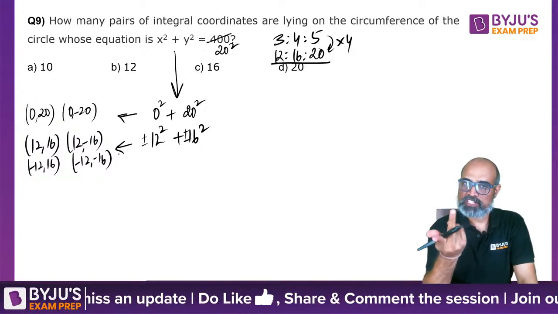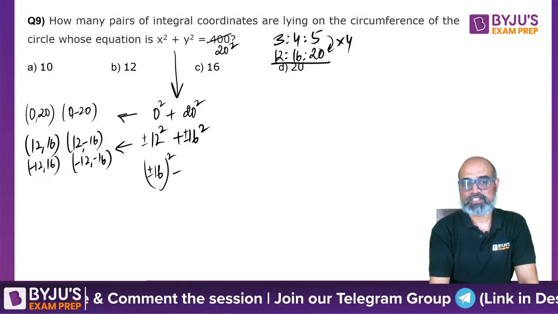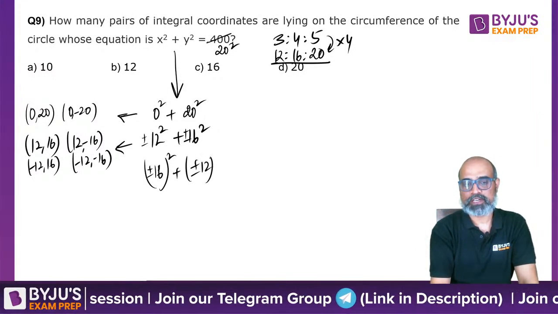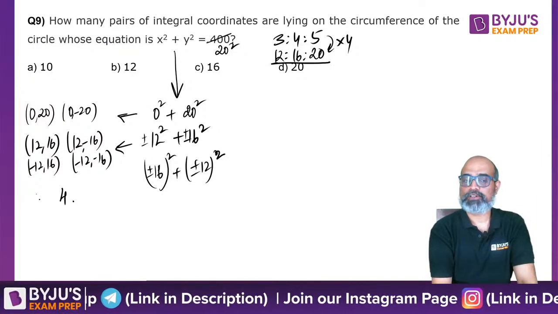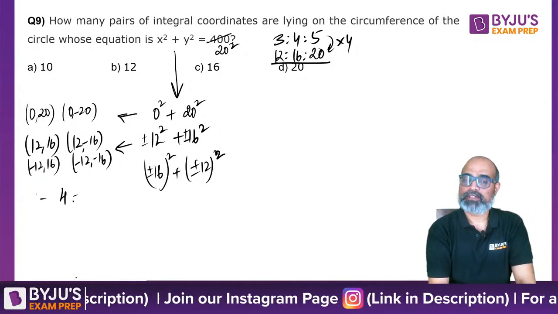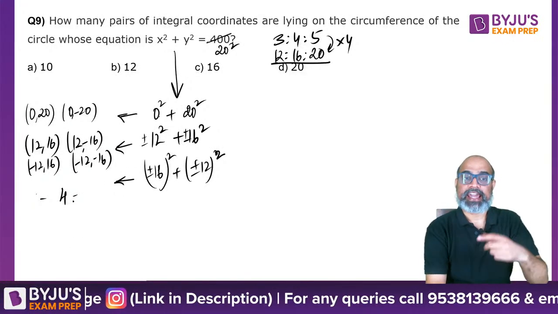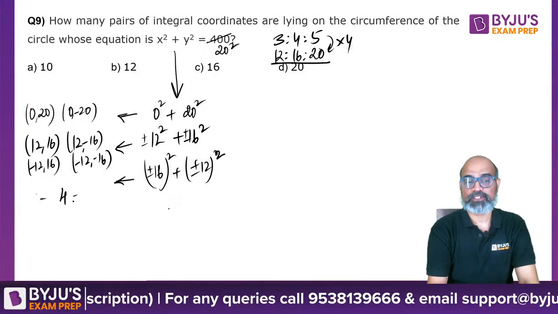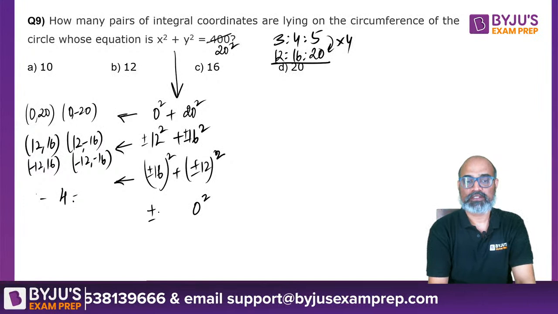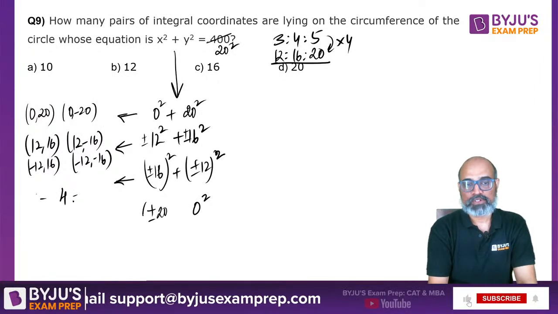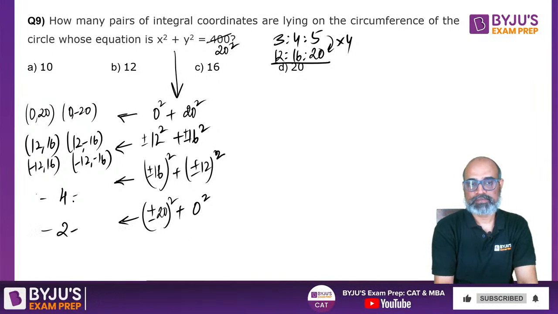What if I interchange it? I'll get a new set of answers: plus minus 16 square and plus minus 12 square. So I'll get 4 more values. Right? The way I got x as 0 and y as plus minus 20, in a very similar way, y could be 0 and x can be plus minus 20 whole square. So I'll get 2 values from here as well.